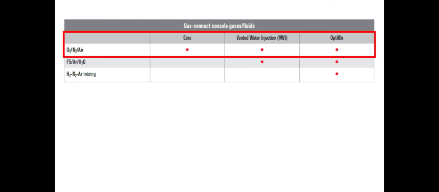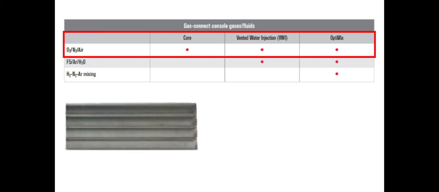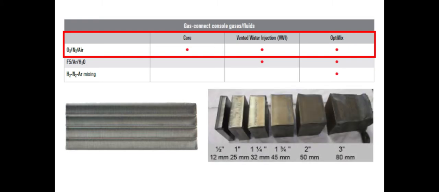The following chart shows supported gas and fluids for each console. Oxygen, nitrogen, and air are supported with each console selection. This results in each console being able to provide unmatched mild steel cut quality from 30 to 300 amps over a cutting range of 5 to 80 millimeters, 26 gauge to 3 inches.